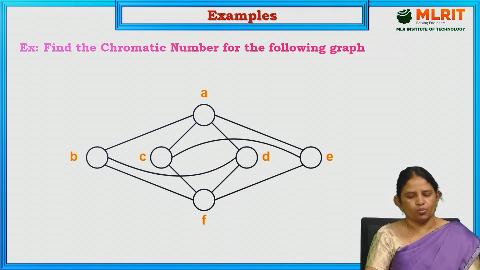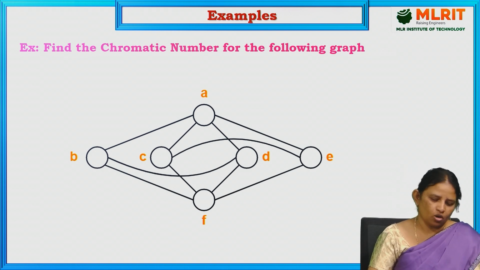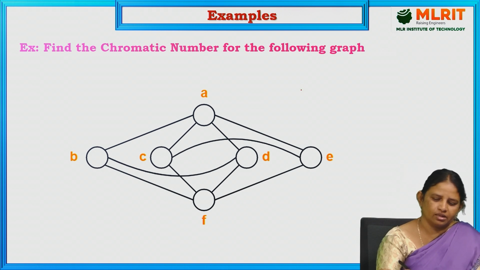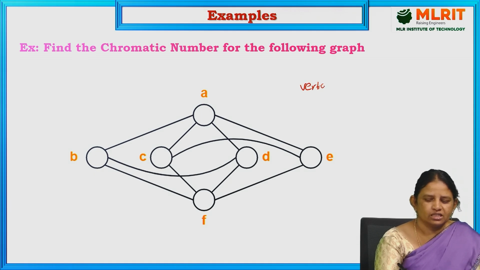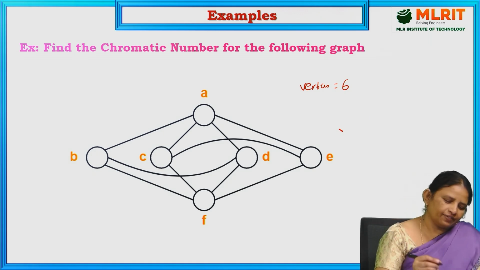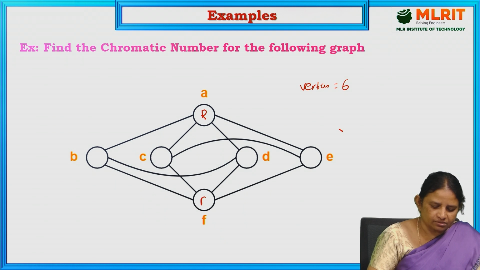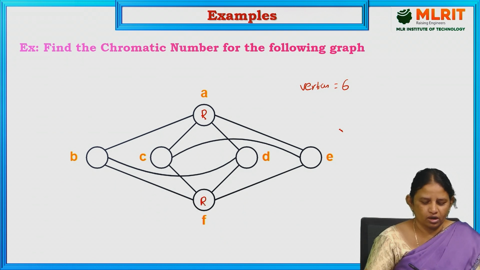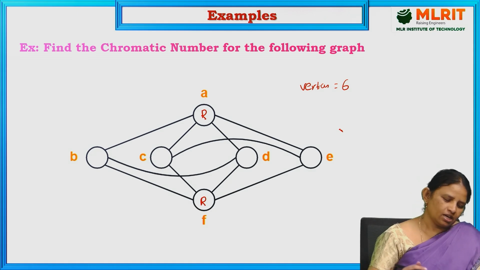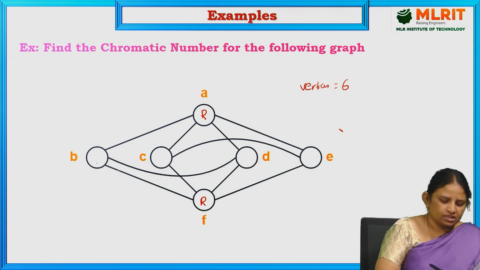Next, find the chromatic number for the following graph. Total how many vertices? 1, 2, 3, 6 vertices are there. If it is 6 vertices, the maximum chromatic number could be 2 only, we need to verify. So start with A. A is adjacent to E, B, C and D. So we can use red color. But F is not adjacent, so we can use red color for A and for F. Next, B. Here both red vertices are adjacent, so we can use green color.